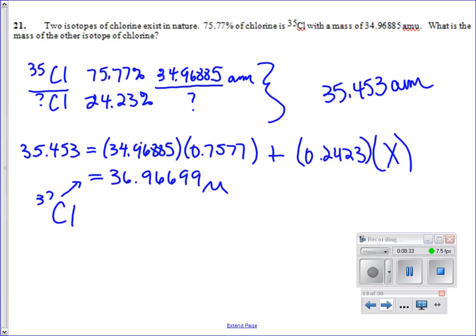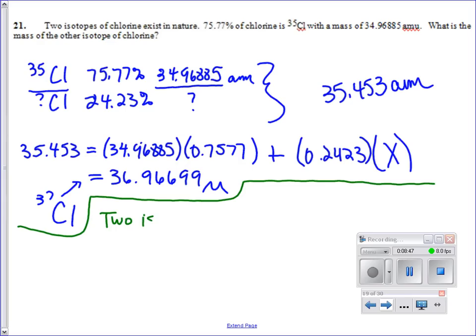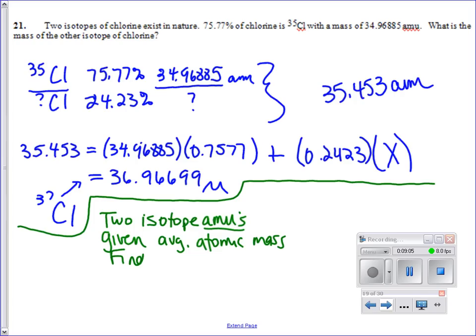Okay. Now, there's one other type of problem which is in your homework that I'm not going to do an example of, but I'll talk about how to do it. Another type of problem that you're going to run into is where you're given the two isotope AMU masses, you're given the average atomic mass, and you're told to find the percents. You're not given either of the percents. That's another type of problem. Any ideas of how we would do that?